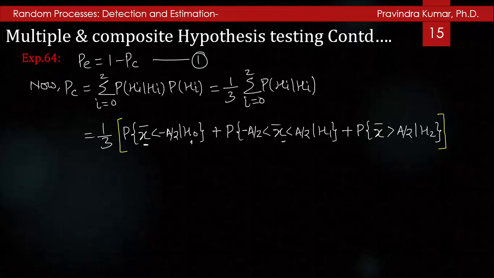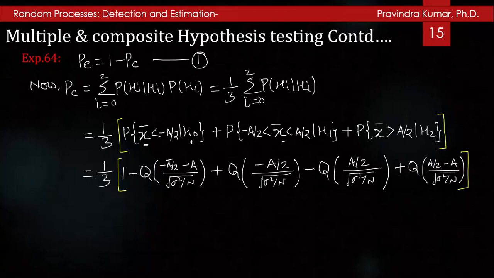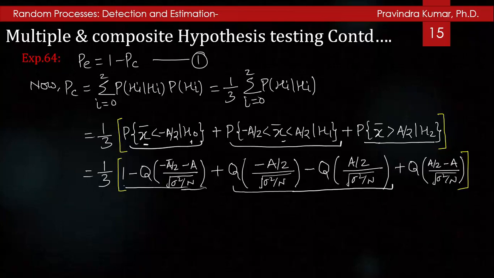plus the probability that the sample mean is greater than a/2 given H2. So I can write it as 1/3 times [1 - Q((-a/2 - (-a))/√(σ²/N)) + Q((-a/2)/√(σ²/N)) - Q((a/2)/√(σ²/N)) + Q((a/2 - a)/√(σ²/N))]. So this part will have the value 1 - Q((-a/2 - a)/√(σ²/N)), and for this part you can calculate this value Q((-a/2)/√(σ²/N)) - Q((a/2)/√(σ²/N)), and the probability when the sample mean is greater than a/2 given H0 will be Q((a/2 - a)/√(σ²/N)).